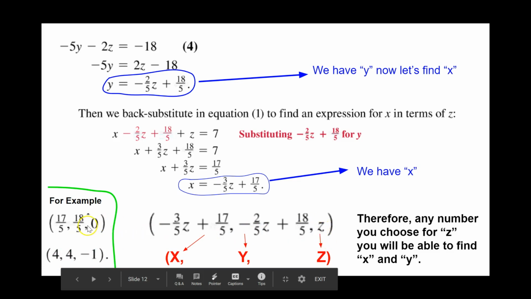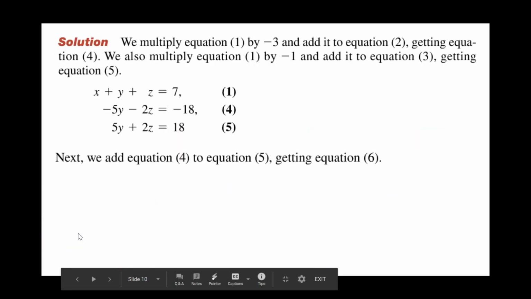If you chose z to be 0, then I'm going to get an answer for x and y, and so forth. These are just random numbers I selected. There will be so many answers that you can get, because whatever you plug in for z, you're going to get an answer here once you plug it in, and then here, and you get multiple answers.